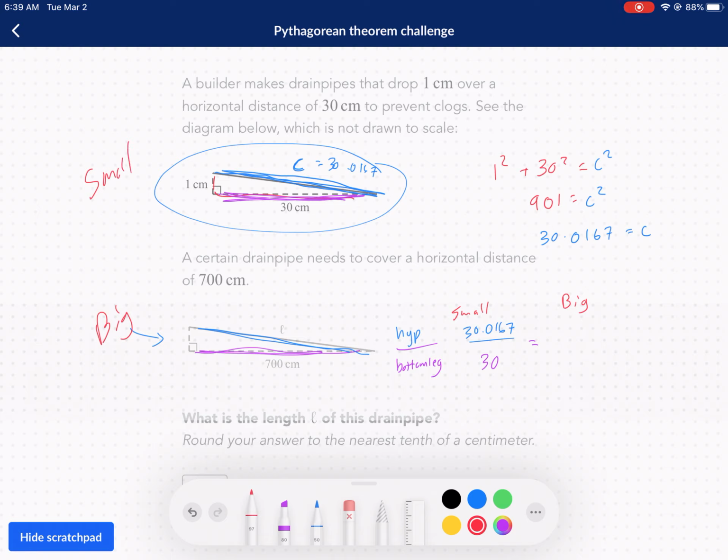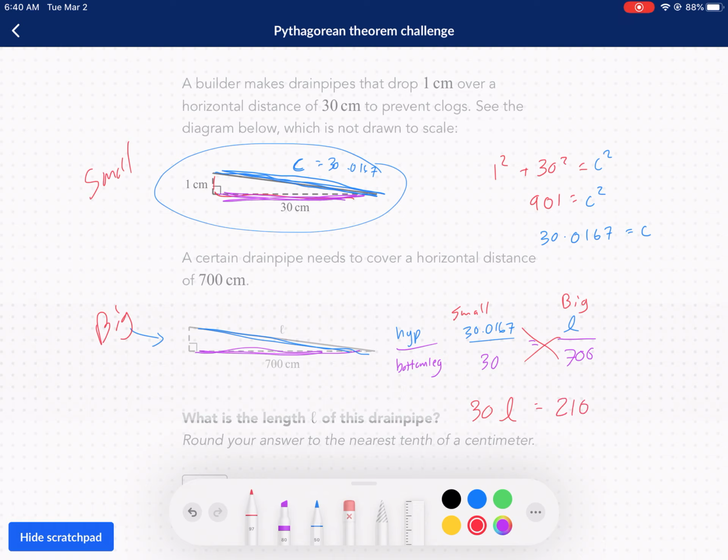And now we're talking about the blue leg. The blue leg, the hypotenuse is L, that's what we're looking for, over the bottom leg, which is 700. So we're going to cross multiply here and then solve. So we get L times 30, 30L, equals 700 times that decimal. I just leave it stored on my calculator. I think that makes it easier.